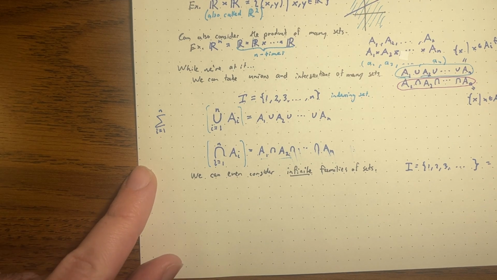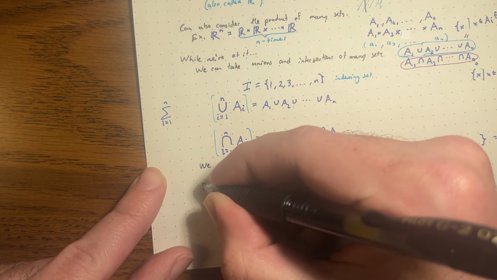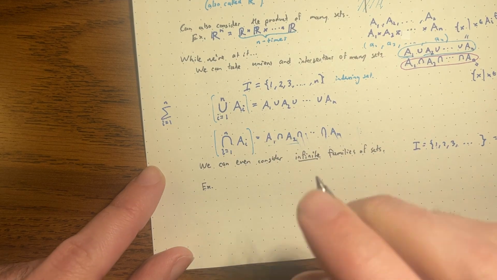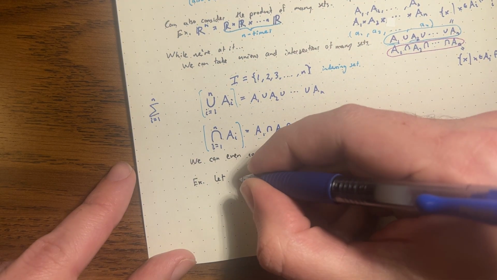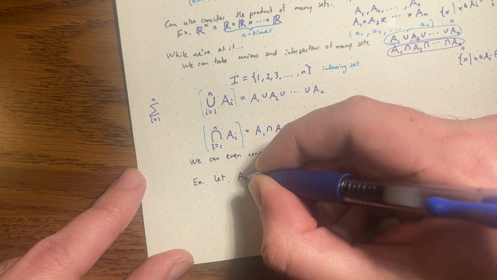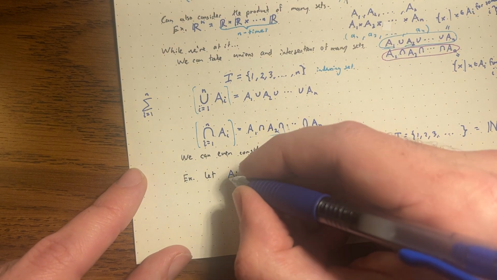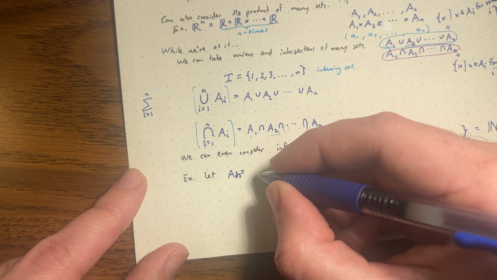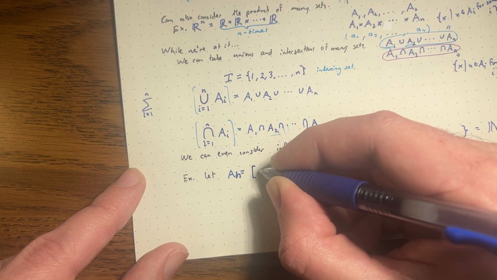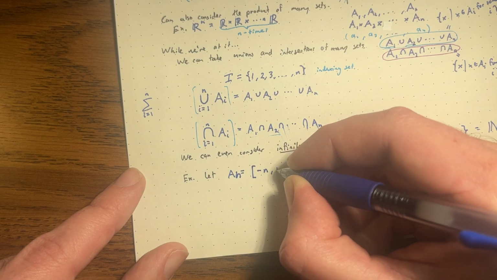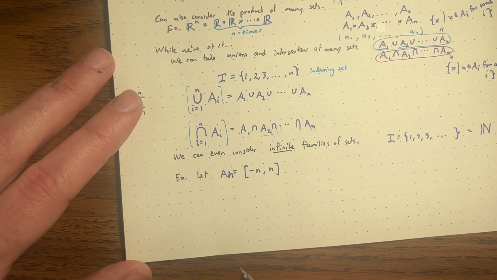So let me try to think of an example. Let's actually try to figure out this set. I'm going to let A_n be the interval from negative n to positive n. I'm going to use the natural numbers as my indexing set.